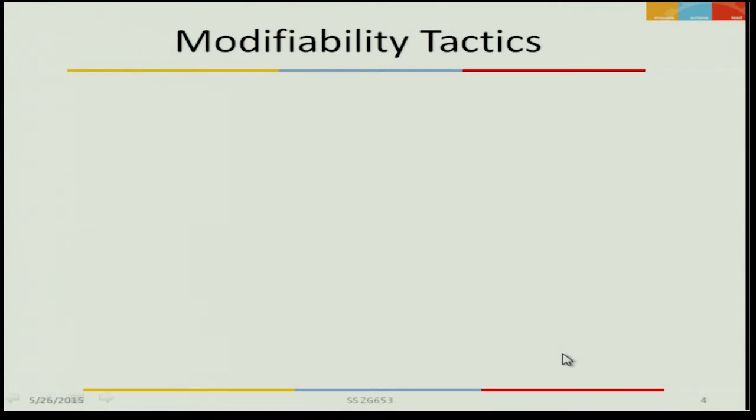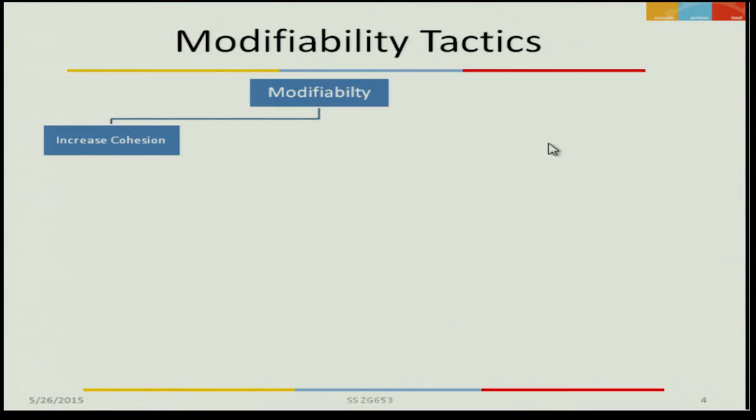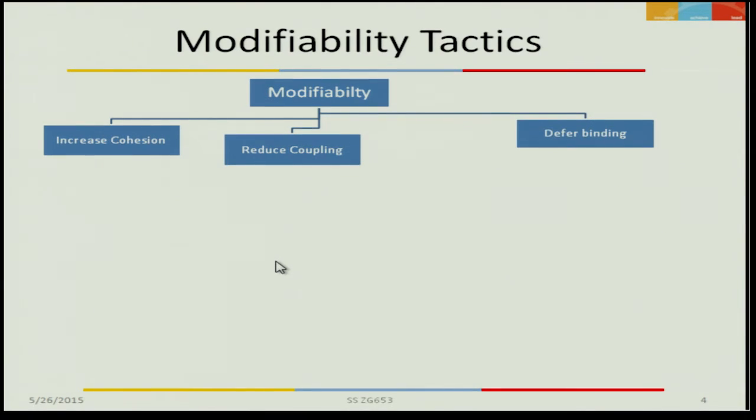Now let's look at different modifiability tactics that would enable an architect or a designer to introduce modifiability into the system. So modifiability being the root of this tactics tree, these are the following high-level tactics that one needs to look into. One is to increase the cohesion. Then the second is to reduce the coupling. The third is defer binding. Let's look at this cohesion, coupling, and defer binding in more detail.